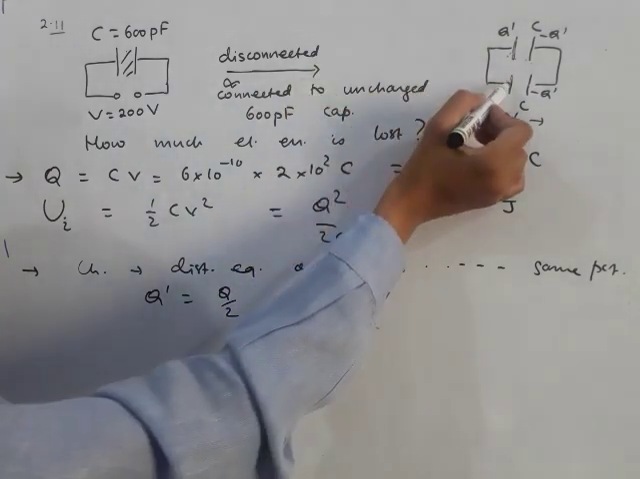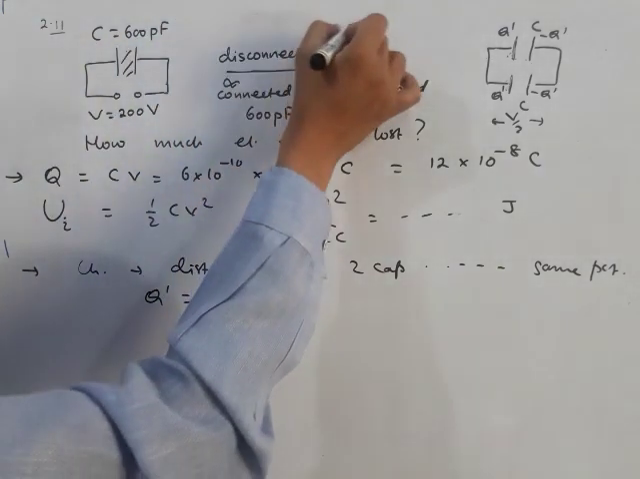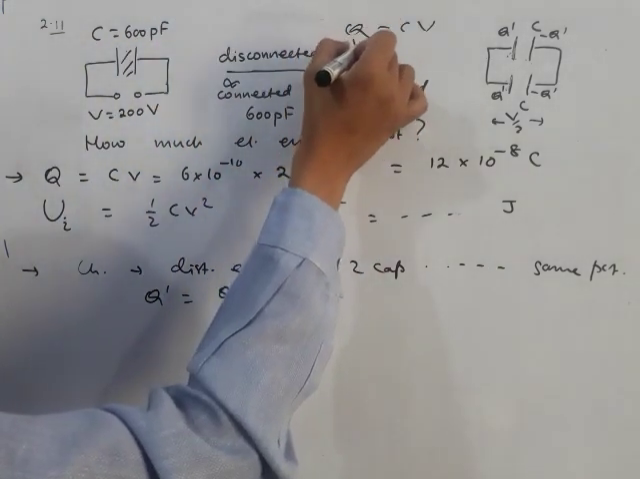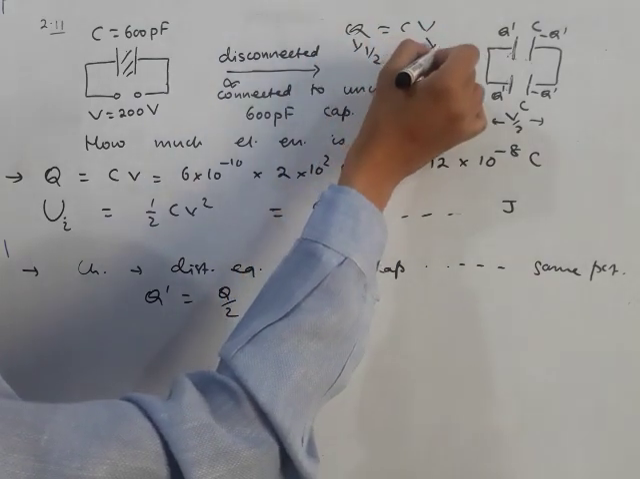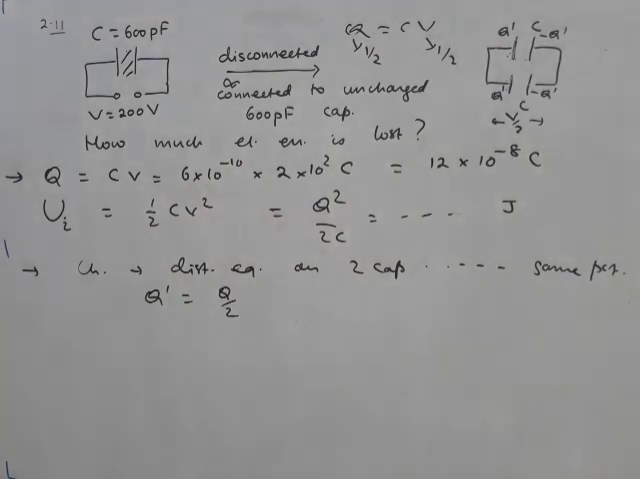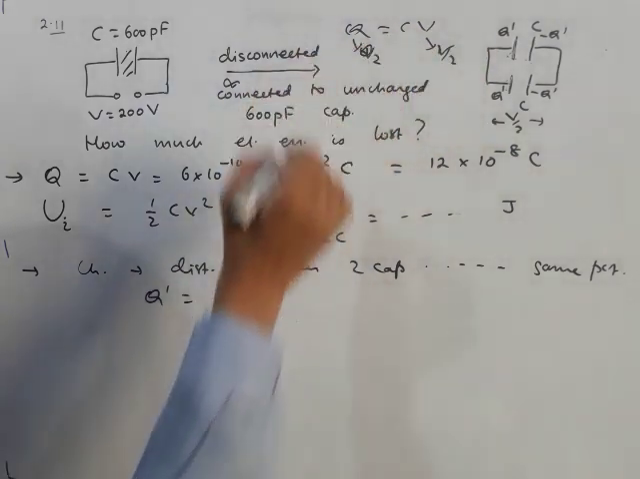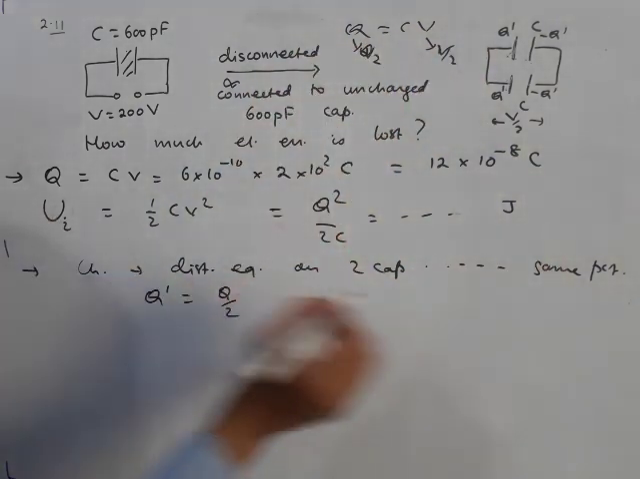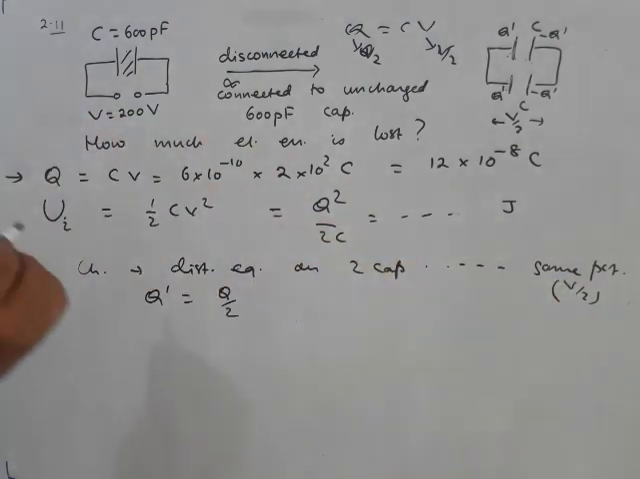When charge has reduced to half, we know Q is equal to C into V. If charge is reduced to half, by a factor of this much, then the potential difference will also reduce by a factor of 2. If Q becomes Q by 2, V also becomes V by 2. That is what I have written. This potential you can write V by 2. V by 2 means 200 by 2, that is 100 volt.